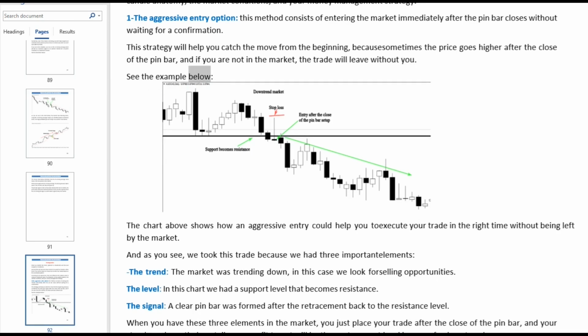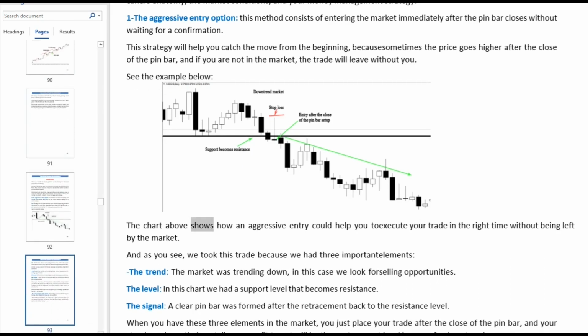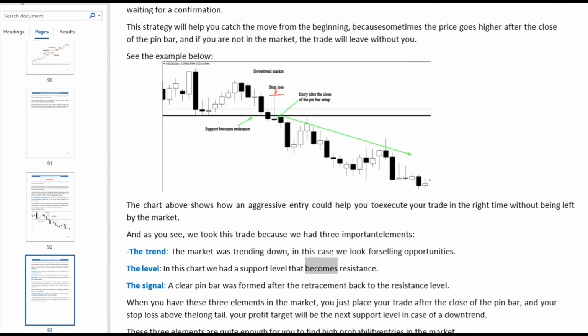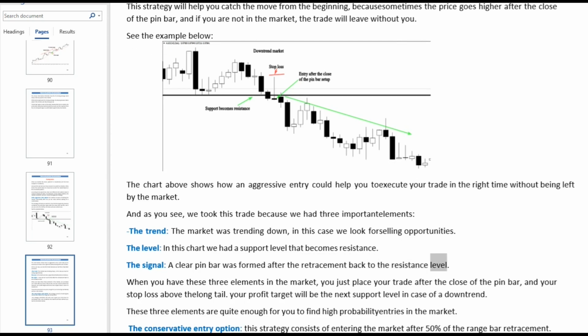See the example below. The chart above shows how an aggressive entry could help you to execute your trade in the right time without being left by the market. And as you see, we took this trade because we had three important elements. The trend, the market was trending down, in this case we look for selling opportunities. The level, in this chart we had a support level that becomes resistance. The signal, a clear pin bar was formed after the retracement back to the resistance level.